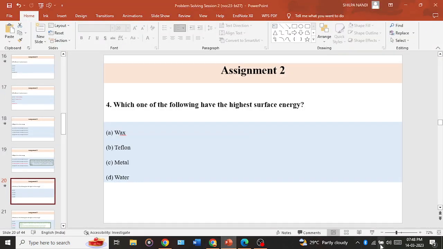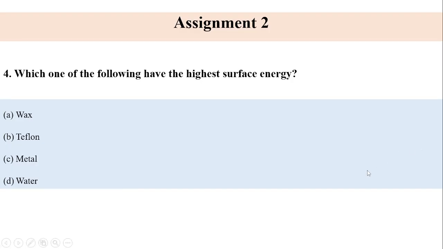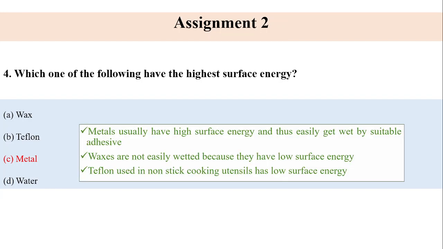Okay, so the answer to the question is metals. So why metals? We'll see. Metals usually have high surface energy and thus they easily get wet by a suitable adhesive. Just now we went through the statement which said that higher the surface energy, the higher will be the adhesion strength of the molecules. So metals have high surface energy and thus have high adhesion strength.